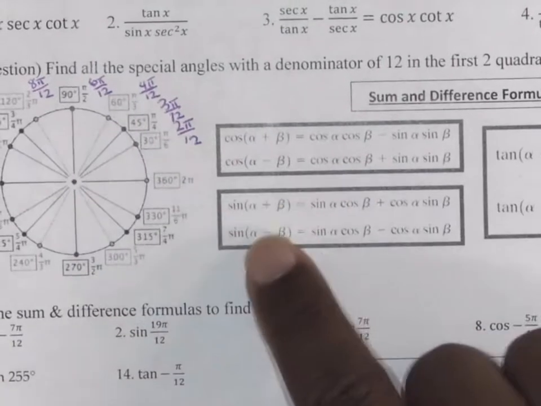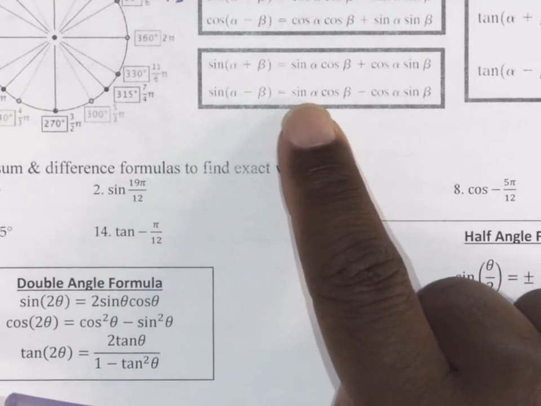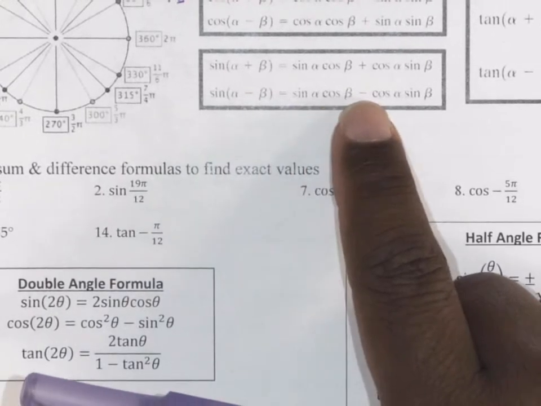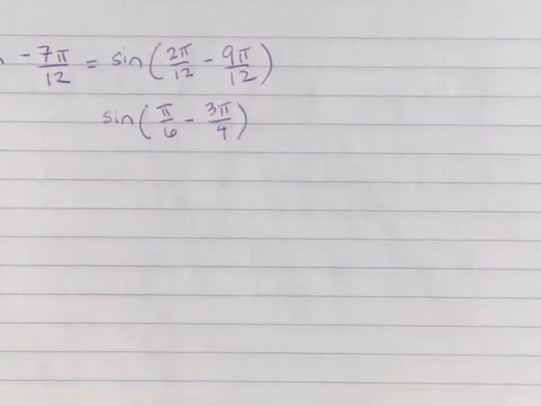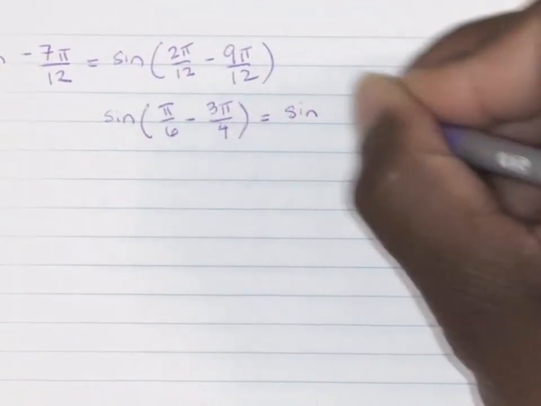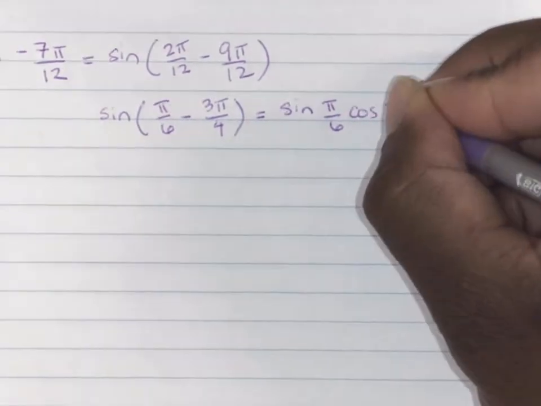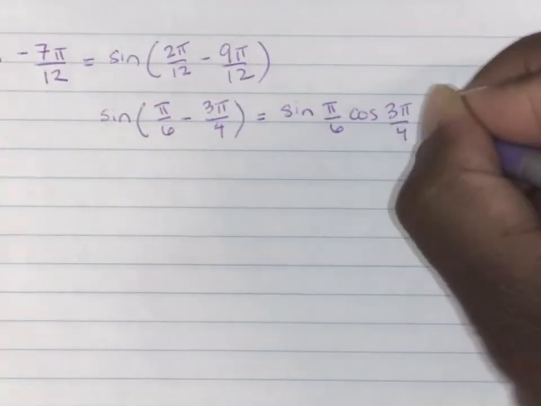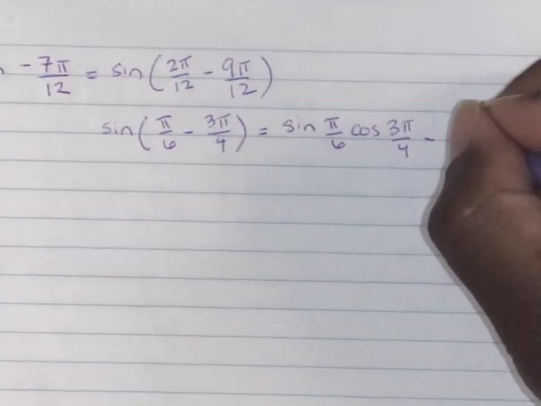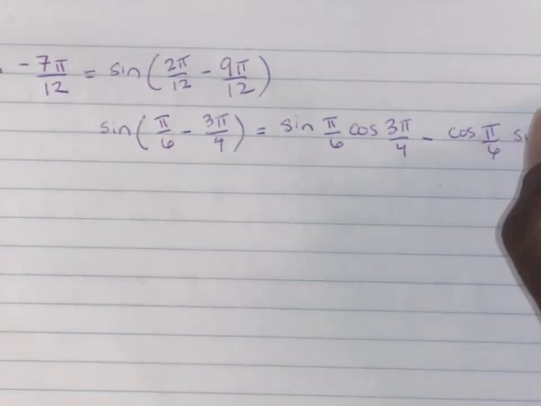I'll go to the subtraction formula for sine, which is right here, and I'm going to do sine of A times cosine of B minus cosine A sine B. So I'll write it out. I got sine of the first angle times cosine of the second, minus cosine of the first angle times sine of the second angle.